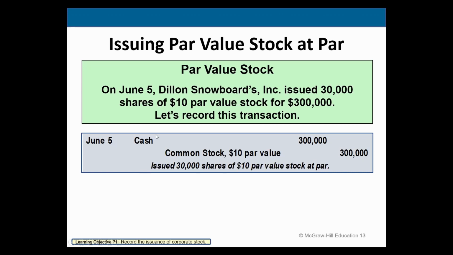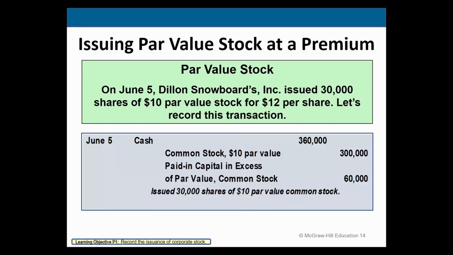And so that would record that we issued 30,000 shares of $10 par value stock at par. So we sold the shares for $10, and we received a total of $300,000. Now, par value stock can be issued at par, at a premium, which would be considered above par, or at a discount below par. In each case, stock can be exchanged for either cash or non-cash assets.